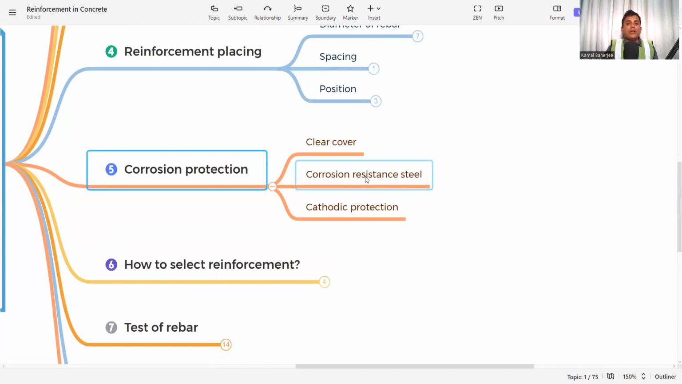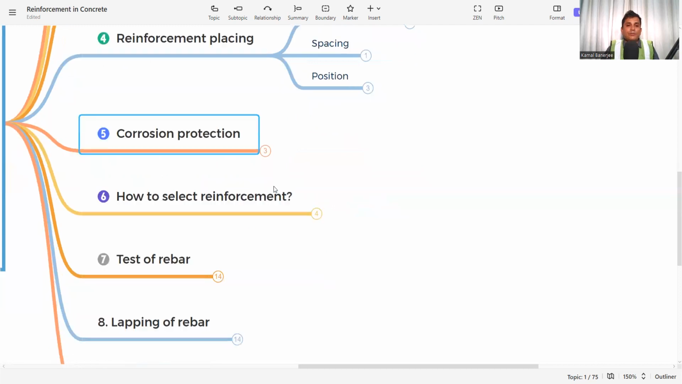Then we can use corrosion resistant steel. Yes, of course, this has the property to not corrode whenever it is exposed to the environment. Or we can use cathodic protection, CP. So the CP system is also used to prevent corrosion of the reinforcement, so that we can get the lifespan of the concrete. So corrosion protection is also a vital part for the reinforcement.